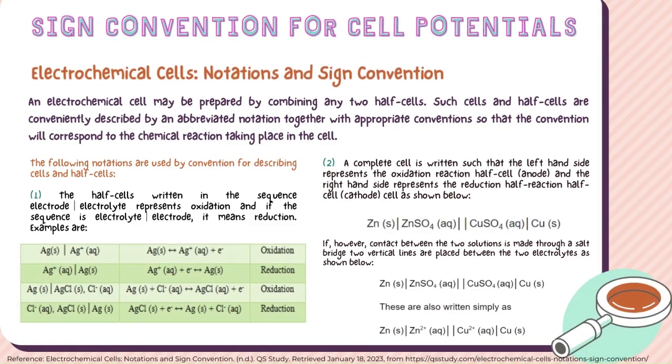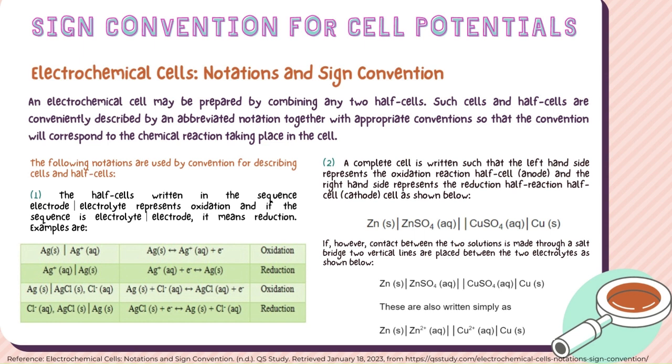So I will now proceed to the sign convention for cell potential. An electrochemical cell may be prepared by combining any two half cells. Such cells and half cells are conveniently described by an abbreviated notation together with appropriate conventions, so that the notation will correspond to the chemical reaction taking place in the cell. Moreover, the conventions used for the cells must be compatible with other thermodynamic conventions. The following notations are used by convention for describing cells and half cells.